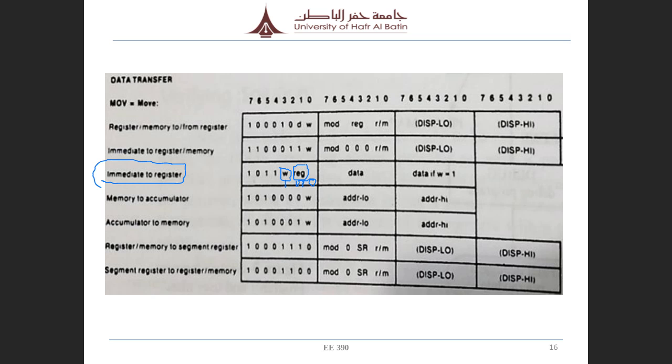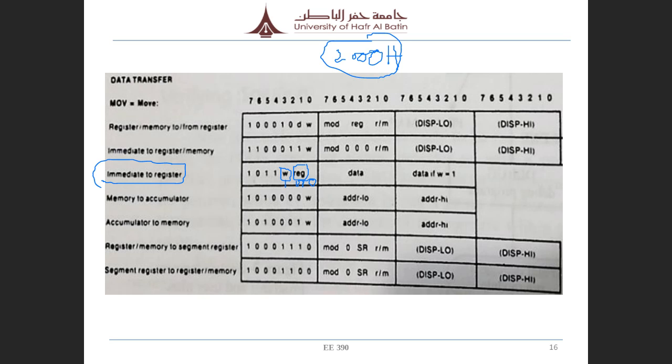What about the second byte, or if we need the third byte? The third byte is the data itself. So what is the data? The data is 200H, right? So MOV AX comma 200H. This is our data. So data is this one.